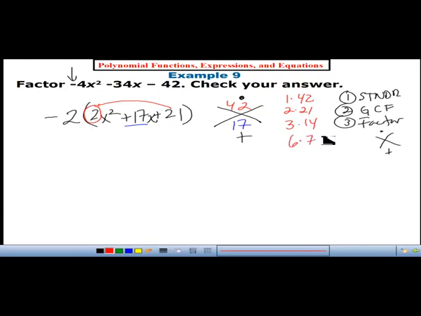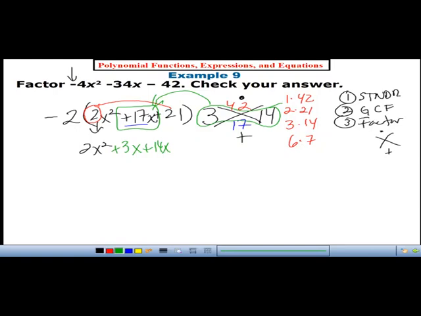Which pairs of numbers add up to give us 17? 3 and 14. Let's rewrite this. 2x squared. Instead of 17, what are we going to write, guys? These right here. So that becomes positive 3x, positive 14x. Then we bring down the last term. Let's group, which is our fourth step.